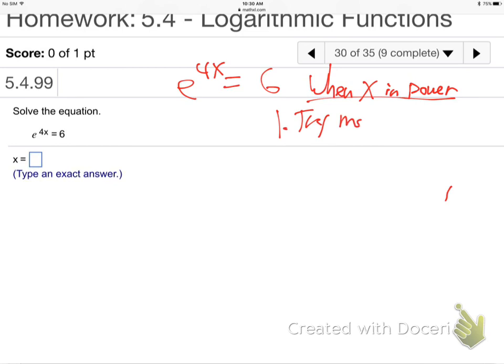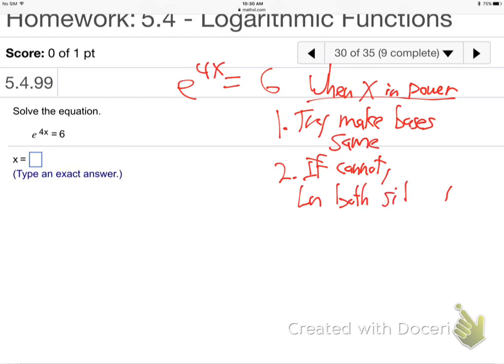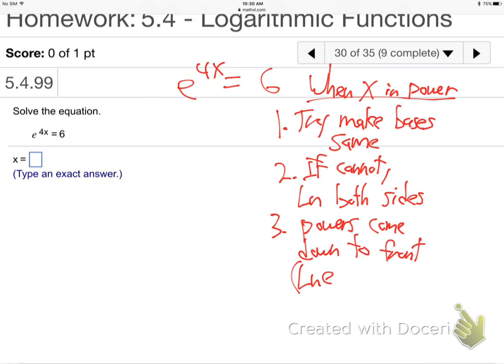step 1, try to make the bases the same. But now we see you can't always do that. That's what we've always done up to now. If you cannot make the bases the same, ln of both sides. Ln both sides, powers come down to the front. And ln of e is just 1. So here we go.